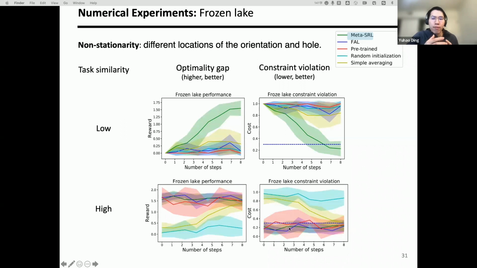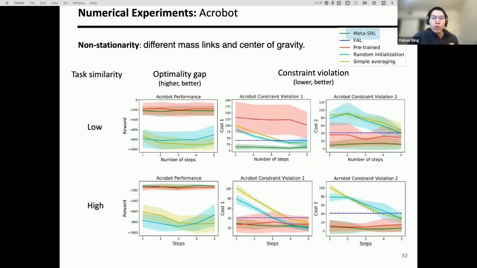When the task similarity is very high, which means all the tasks are very similar, we can observe that the baselines, pre-trained and follow the average leader, are also competitive with meta-SafeRL in terms of reward maximization and constraint violations. The good performance of these baseline methods can be explained by the fact that as the test task and the training tasks are very similar, the policy initialization will also be very close to the optimal policy of the testing task. We also demonstrate our method using the Acrobot, which is a two-link robot arm, which has a continuous state space.